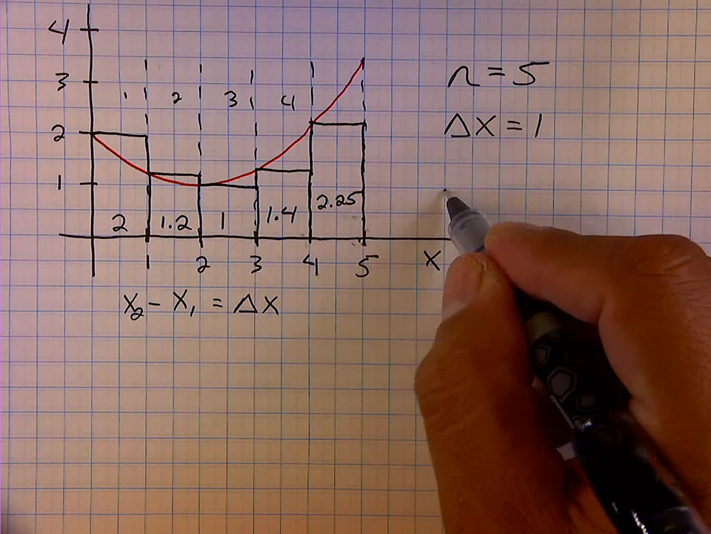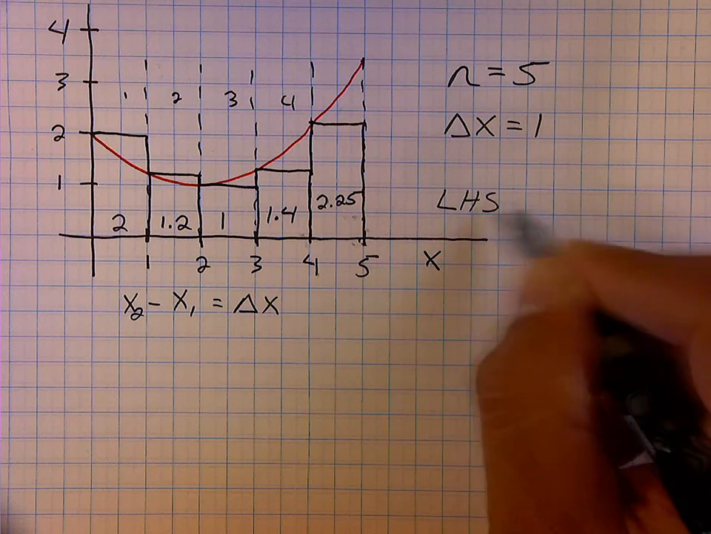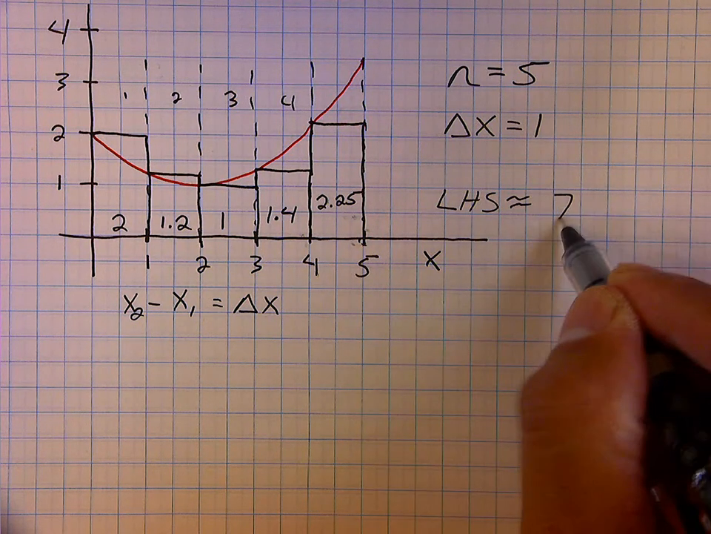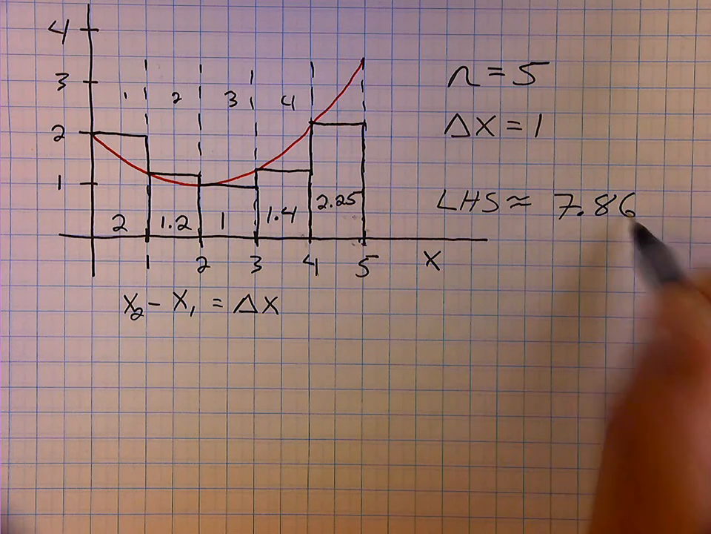I could add these up, and these would be my left-hand sum. So, let's see what we get. 2 plus 1.2 plus 1 plus 1.4 plus 2.25 is about 7.86.